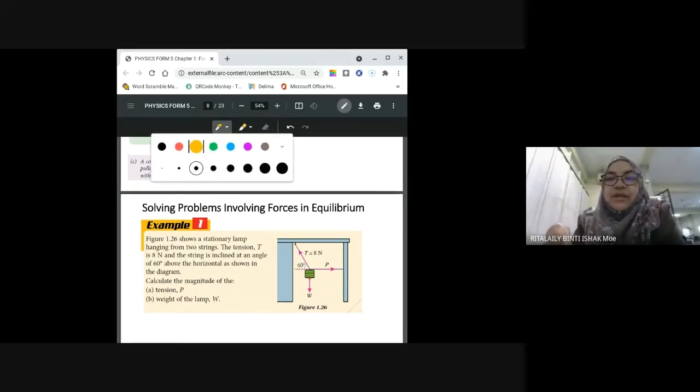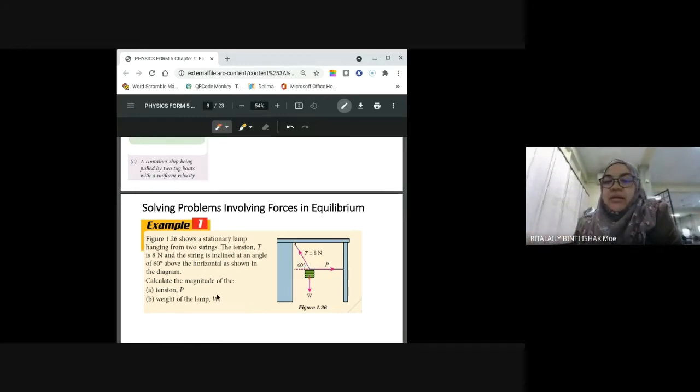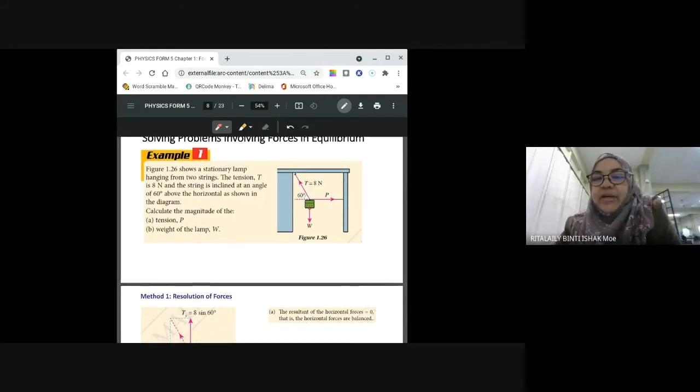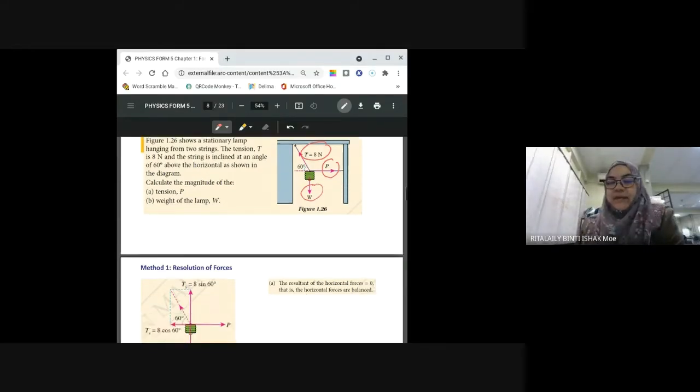Okay, so this is from example 1 in the textbooks. So we have 3 forces, the 8 Newton, T, which is the tension of string T, and P, the tension of string P, and W, the weight of the object. Okay, and T is exerted at 60 degree horizontally.